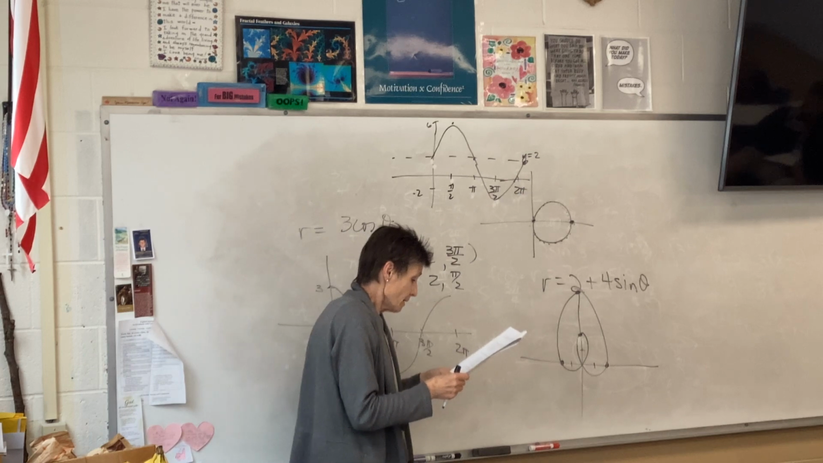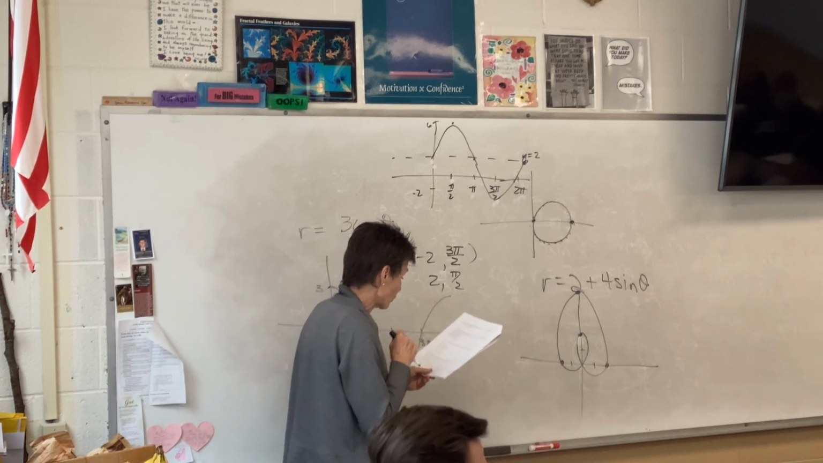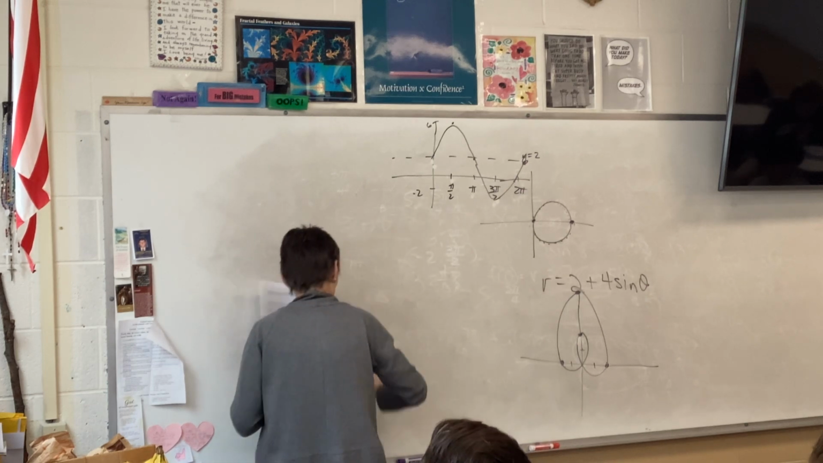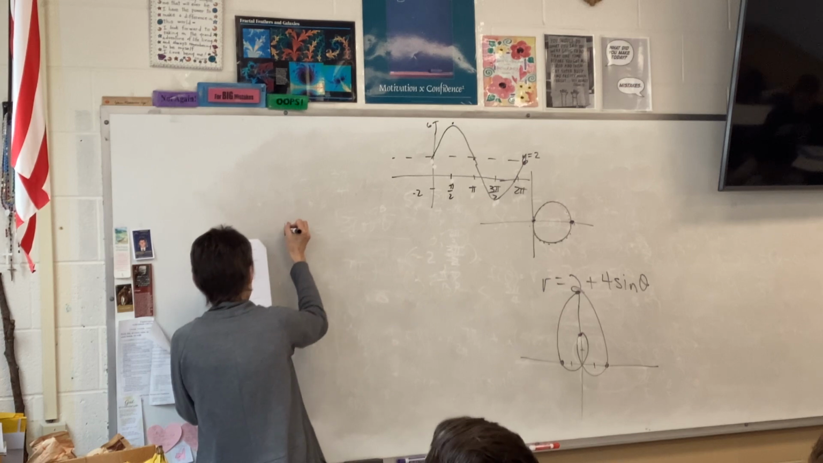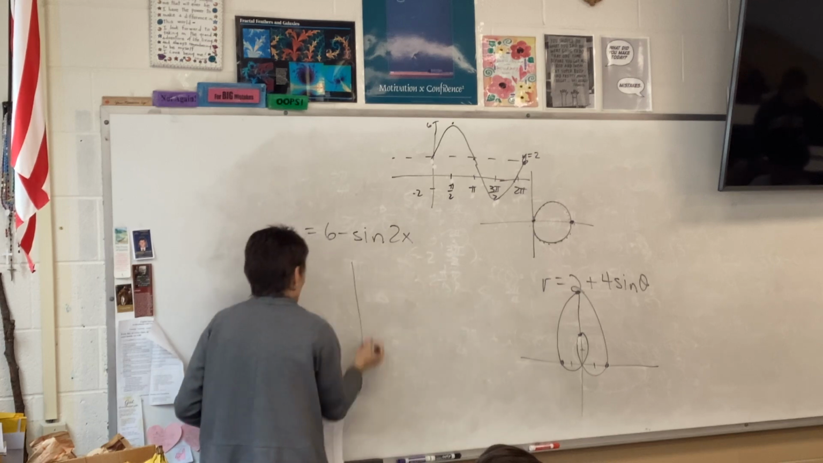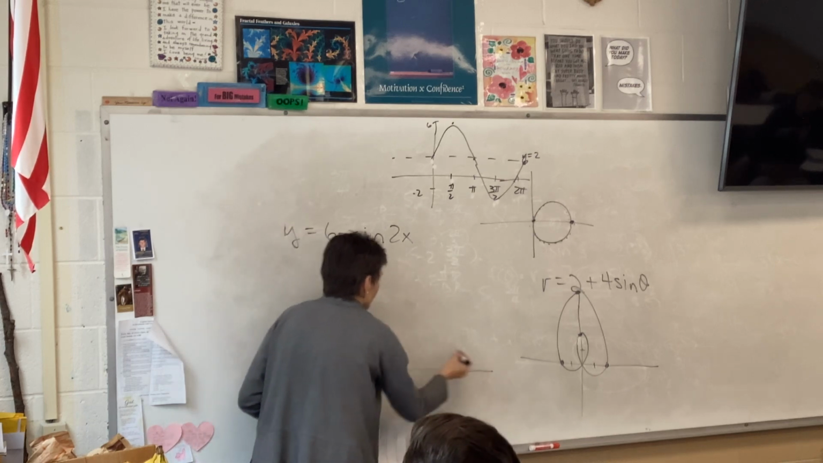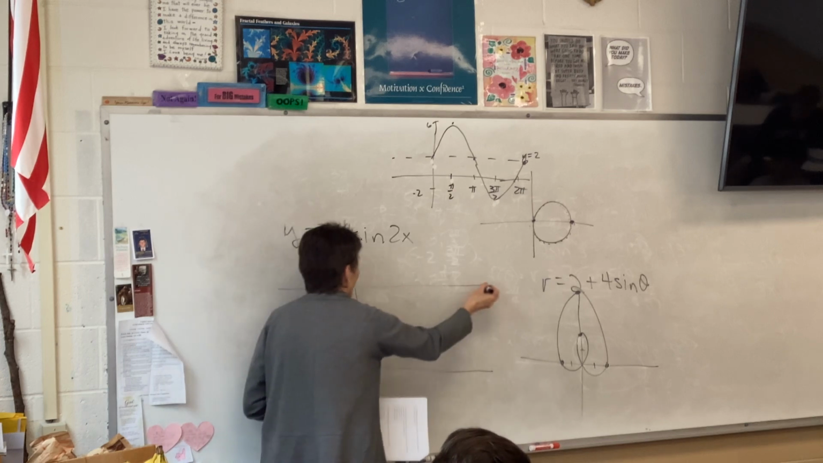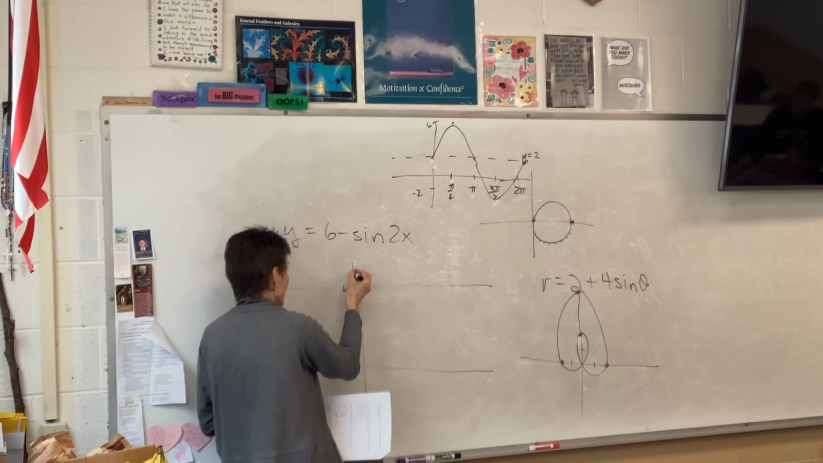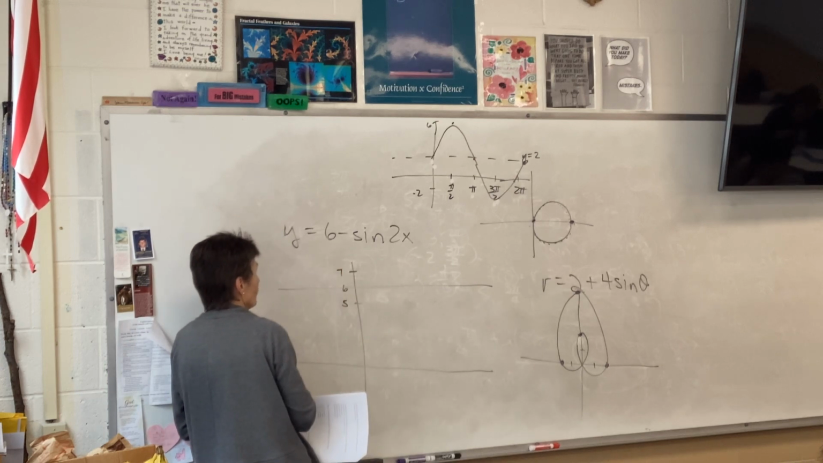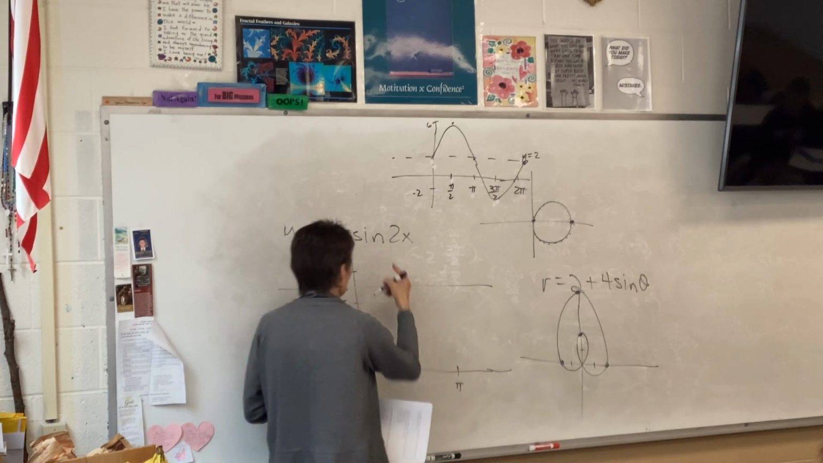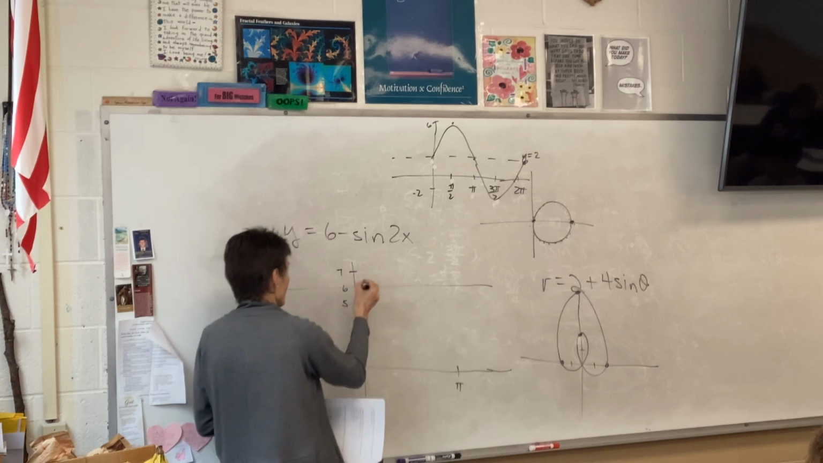Okay, here we go. Number J, consider this curve. On which of the following intervals is it increasing? Well, what does this look like? Well, it's got a midline at 6. It's got an upside down sine curve with an amplitude of 1, and it has a period of pi. So it's a sine curve.